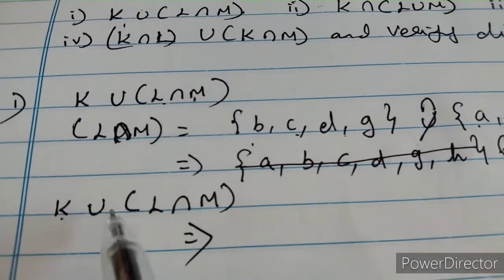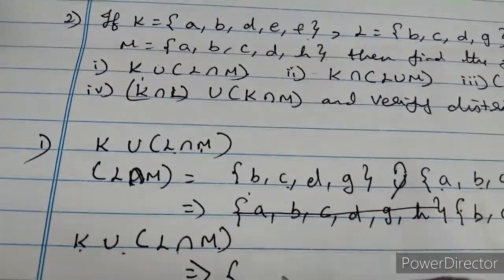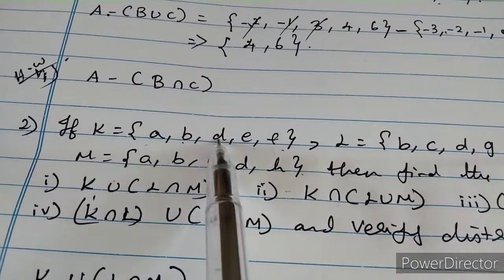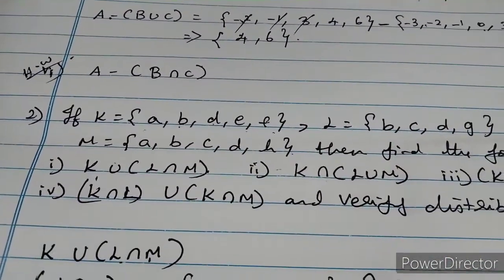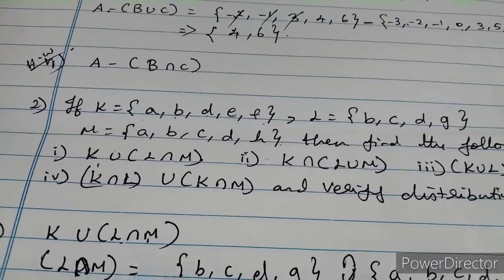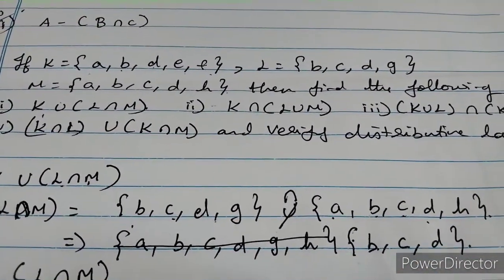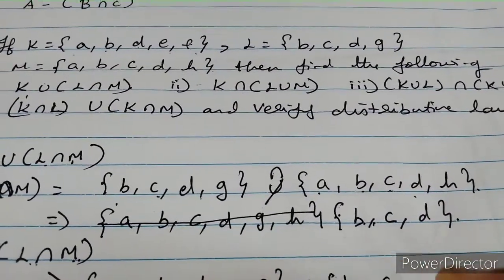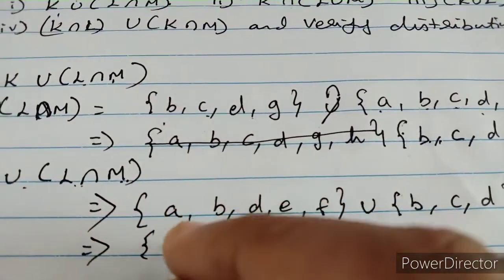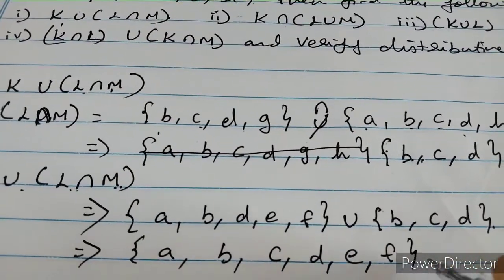Next one is K union (L intersection M). So take and write the elements of K. What are the elements of K? A, B, D, E, F. Union L intersection M, that is B, C and D. Union means together you have to write it down: A, B, C, D, E and F.